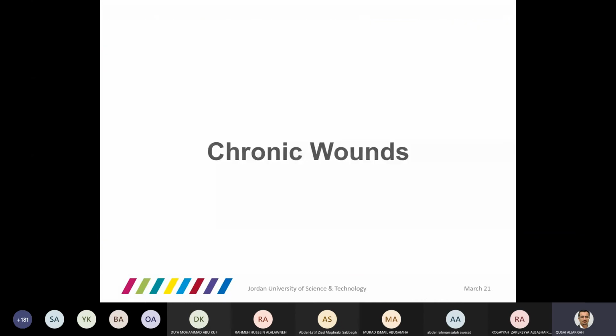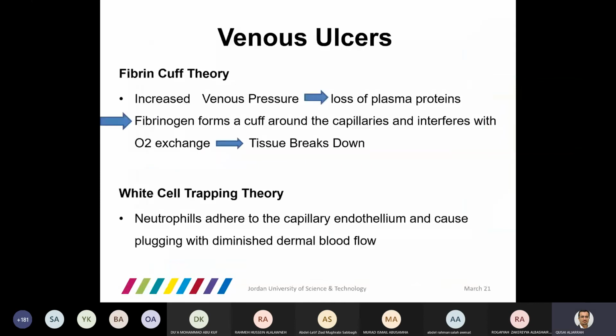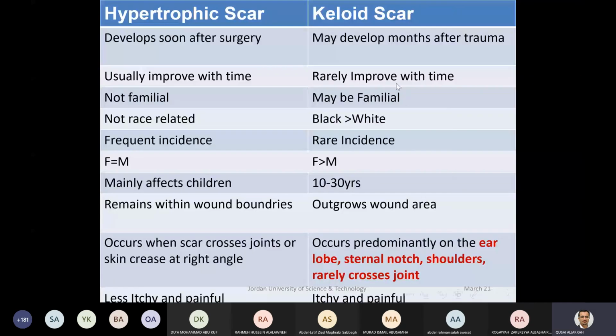نرجع للإشي هذا إنه الhypertrophic scars, they develop soon after surgery. هذول الكيلويد scars may develop months after trauma. Hypertrophic, they have good prognosis, they improve with time. الكيلويد, they rarely improve with time. الhypertrophic are not familial, but keloid scars are familial. حكينا حطيت لكم صورة female, so they are more common in females, they are more common in black, and they are luckily rare.